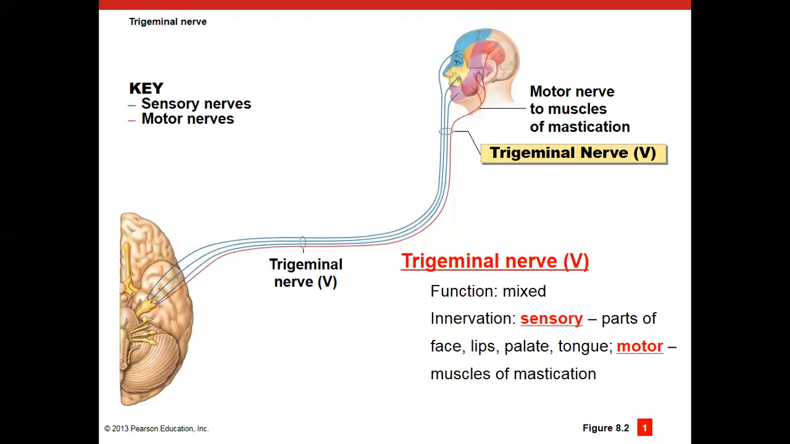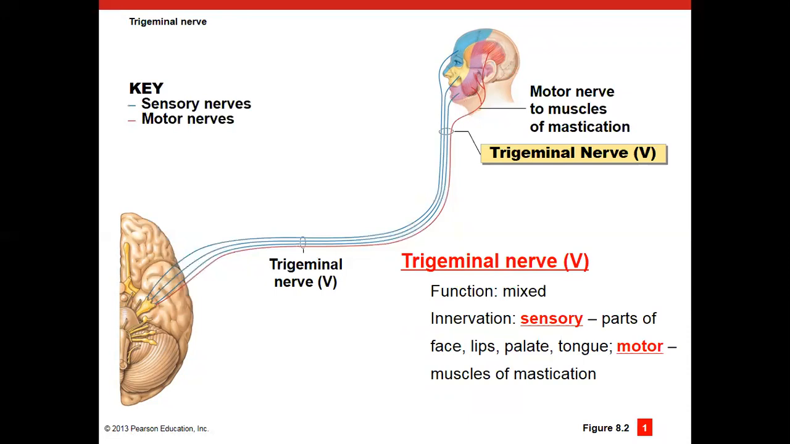So it has 3 branches. Tri is 3, right? So the trigeminal nerve has 3 branches. Look at this face up here. This is all of the innervation for just one cranial nerve. So it's a huge nerve. And because it's so big and because it has so many branches, it's not purely sensory, and it's not purely motor. It is a mixed cranial nerve.